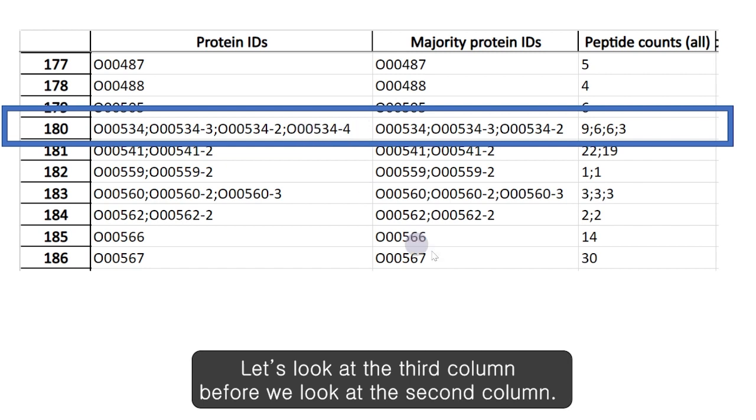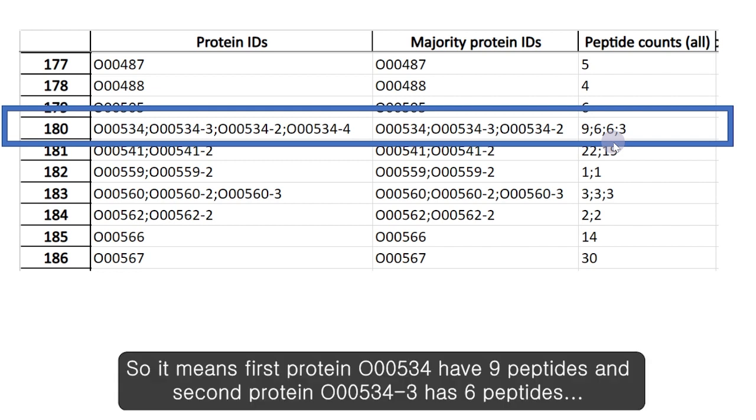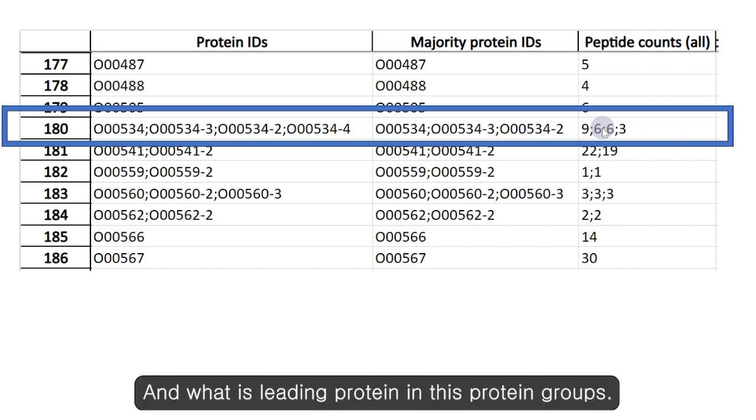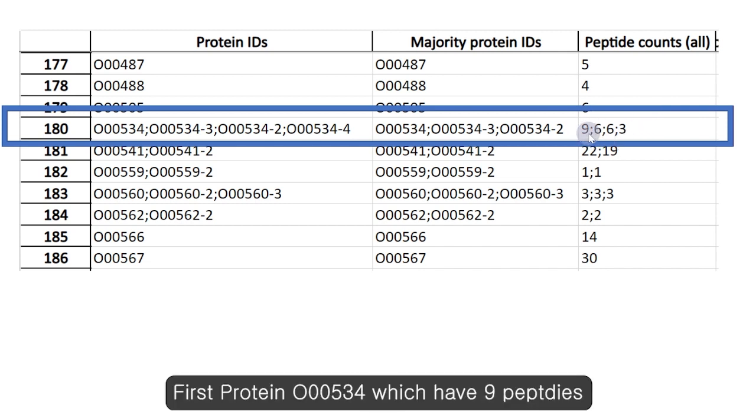Let's look at the third column before we look at the second column. There are 4 numbers, 9, 6, 6, 3, separated by semicolons. So it means the first protein, O00534, has 9 peptides, and the second protein, O00534-3, has 6 peptides. And what is the leading protein in this protein group? Yes, the first protein O00534, which has 9 peptides.